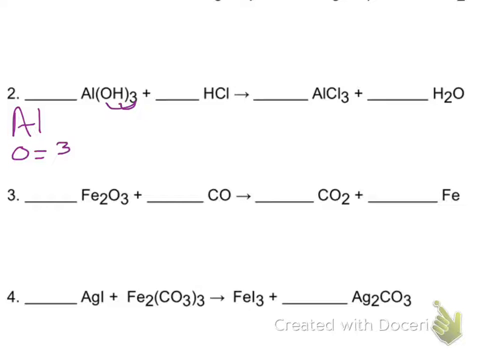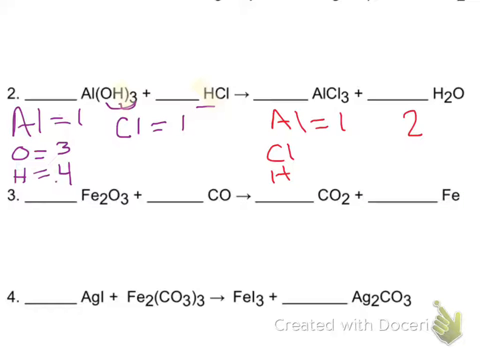Write out the left-hand side. I got ahead of myself and started counting before I wrote out all my letters. Let me go ahead and catch up. So we have 1 aluminum, 3 oxygen, 4 hydrogen because you have 3 here, and then 1 here. So that gave us 4, and then 1 chlorine. On the other side, we have 1 aluminum, 3 chlorine, 2 hydrogen, and 1 oxygen.